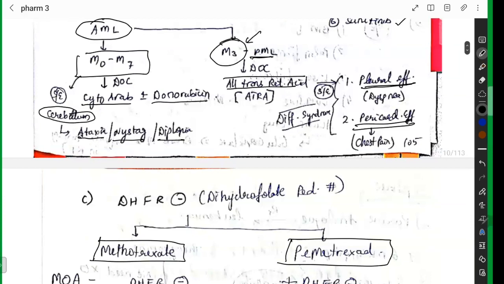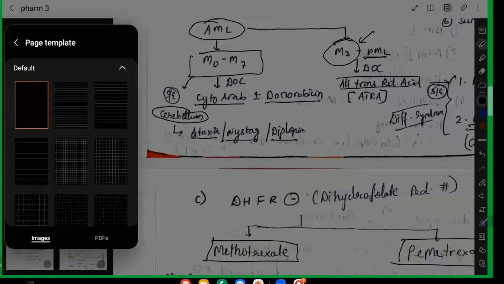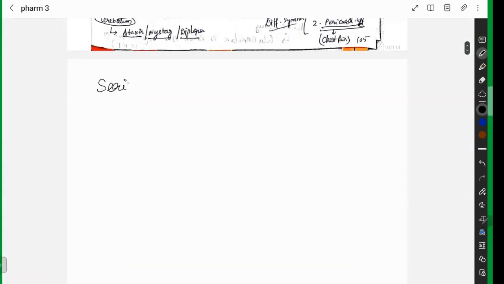Take a fresh page and try to copy down this reaction. Just hold on. I'll draw this reaction, try to copy it down. What happens basically is your serine will be converted to glycine. For the serine to convert into glycine, what do you need? You need methylene tetrahydrofolate, which is going to be converted to FH4.